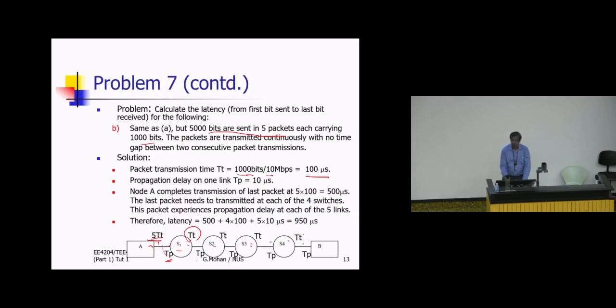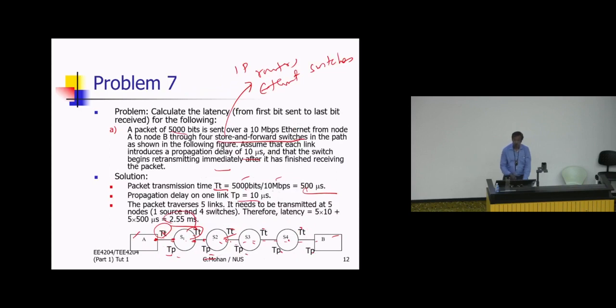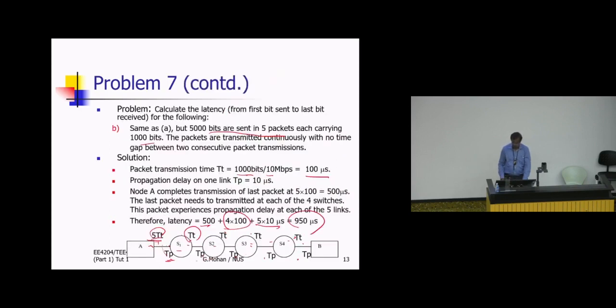Similarly, this continues. So if you put it all together, 5 TT here, then 1, 2, 3, 4, that is 4 TT, then 5 times 10, that is 5 propagation times. You get 950 microseconds. Earlier it was 2.55 milliseconds. Now it is 950 microseconds only. That means if you send small packets, you get some benefit. The transfer is faster. Is that okay?